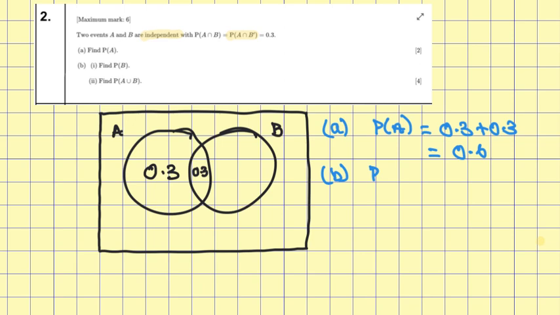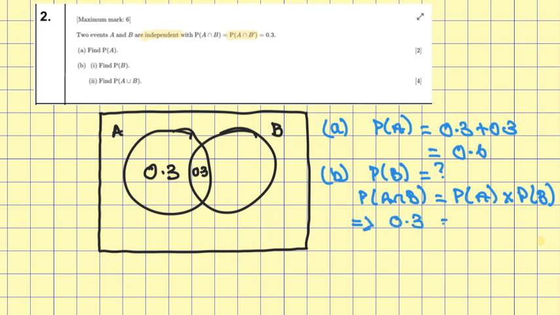Part B, find the probability of B. To find the probability of B, we're going to use the fact that they are independent. And we have a formula for independence. We know that the probability of A intersection B is equal to the probability of A times the probability of B for independent events. Therefore, we have 0.3 is equal to 0.6 times the probability of B. Therefore, the probability of B is equal to 0.3 divided by 0.6, which is equal to a half.